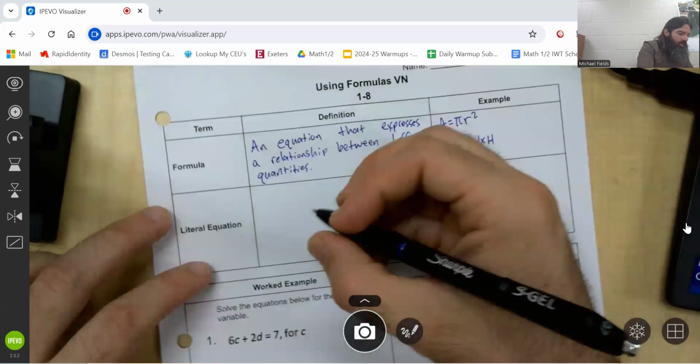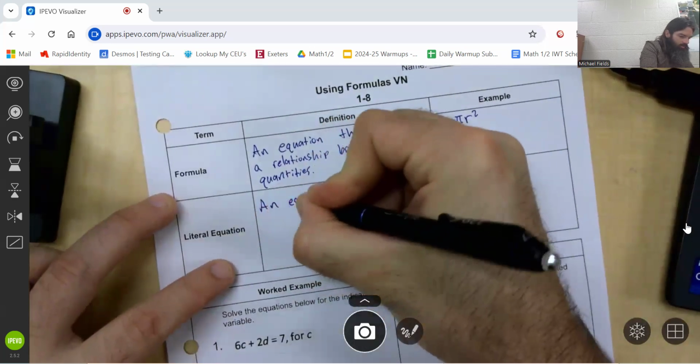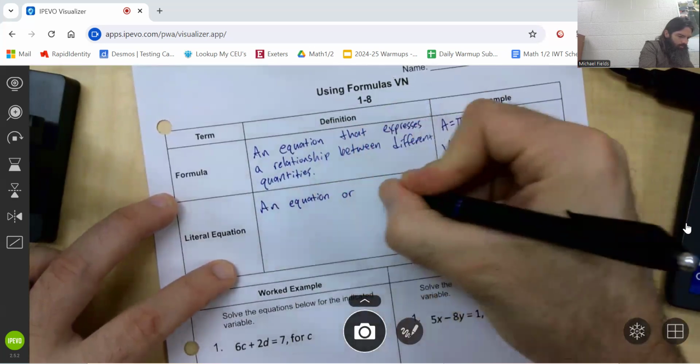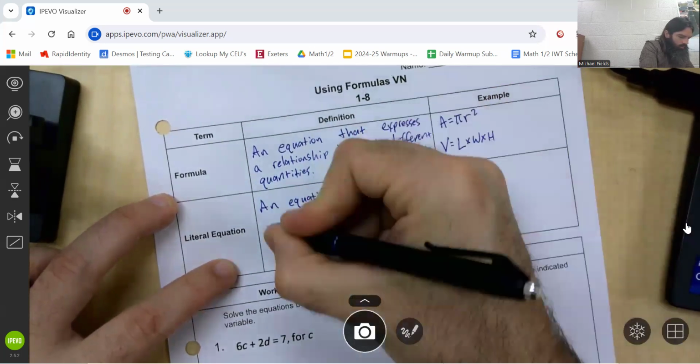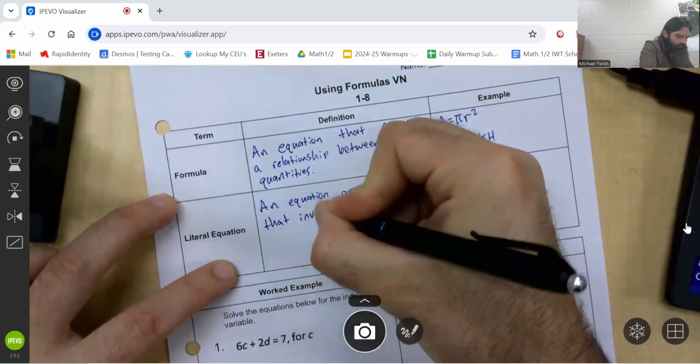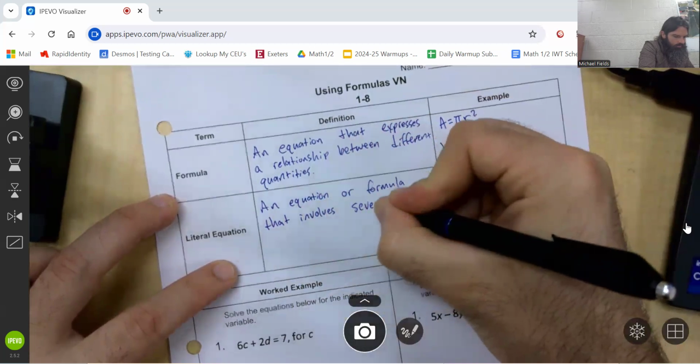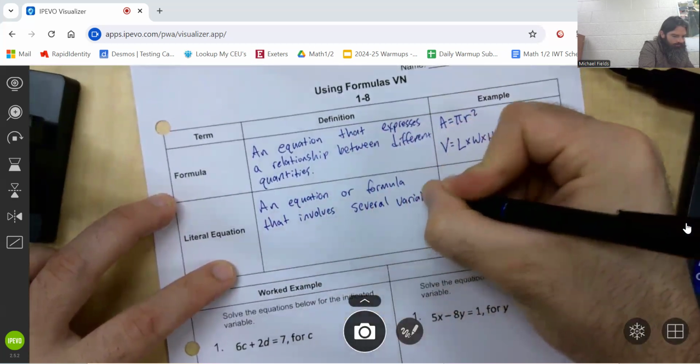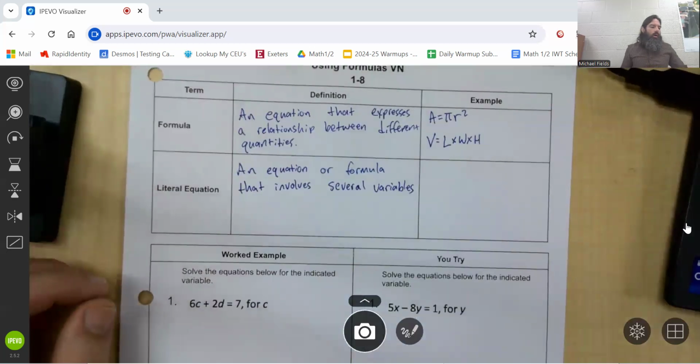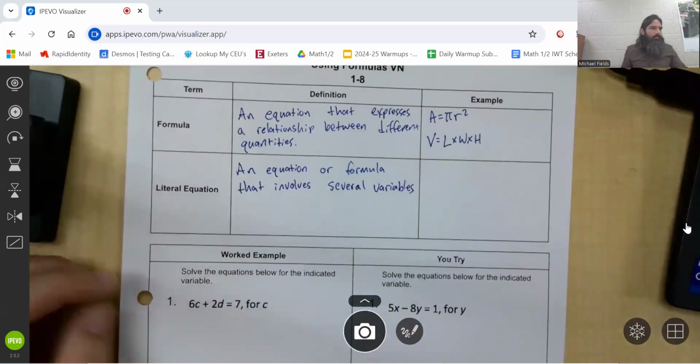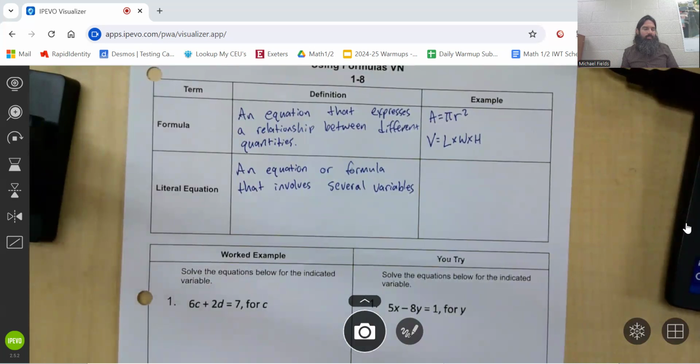A literal equation is an equation or formula that involves several variables, or more than one variable. Now, what happens whenever we have literal equations is if we don't have the information about the values of the variables, we can still work with those equations to see what part of it would look like in terms of one of the variables. So let's look at an example of what I mean.